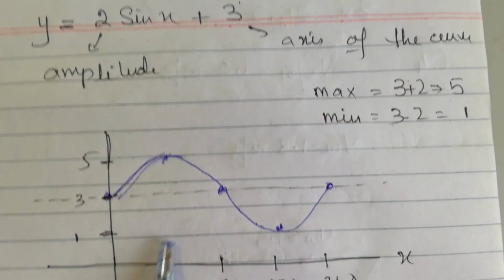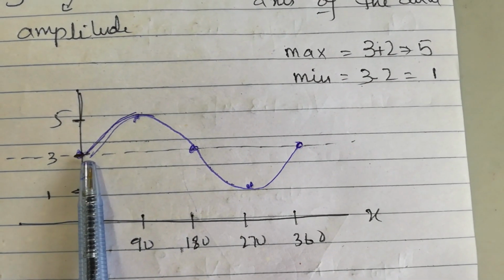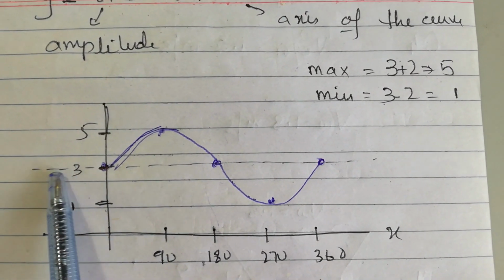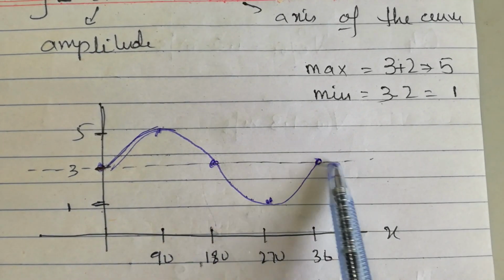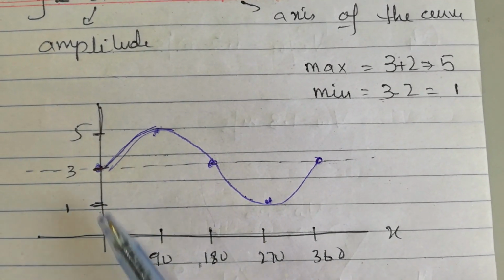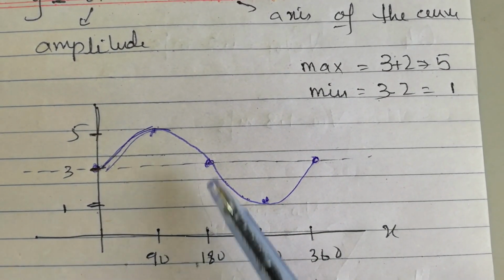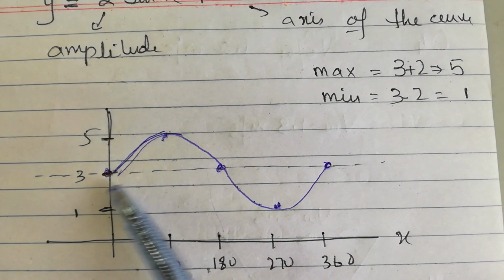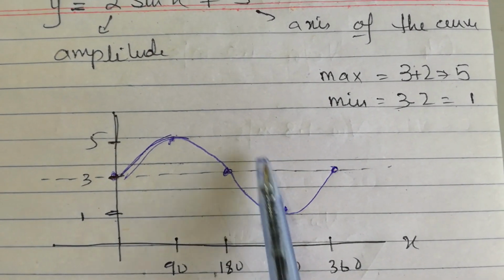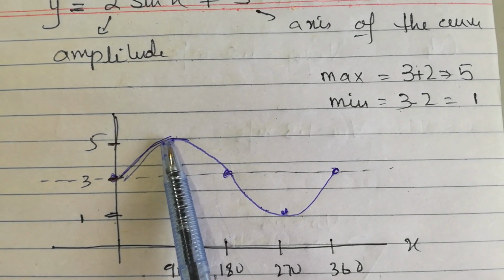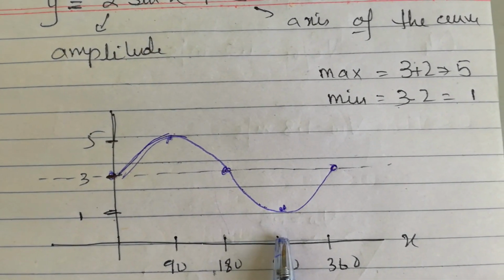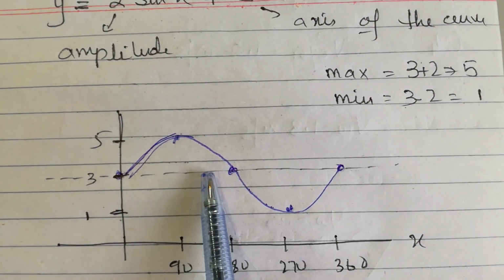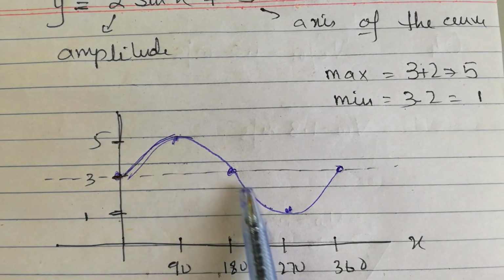First of all, you highlight your 3 points on the axis of the curve. This is your simple x and y axis, and your axis of the curve is at y equals 3. So you mark the points at 0 degrees, 180 degrees and 360 degrees. You can write here also 0, 180, 360, it doesn't matter. At 90 degrees, your highest point is 5. At 270 degrees, you have the lowest point, 1, the least value. After marking these 5 points, you just have to complete the sketch of the curve.